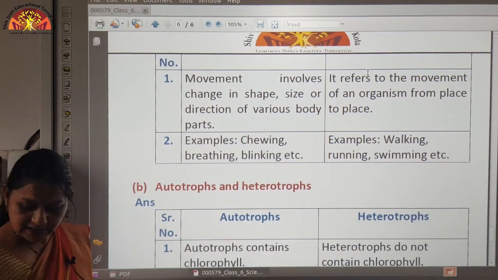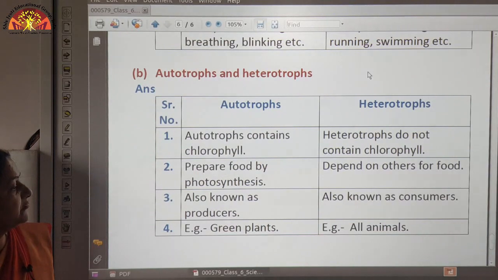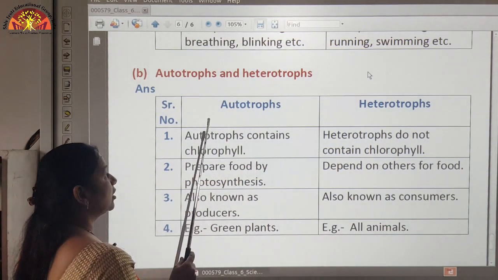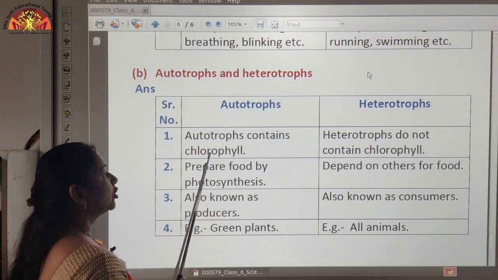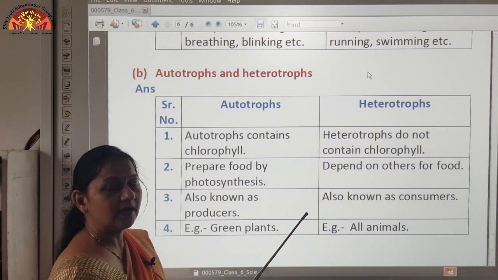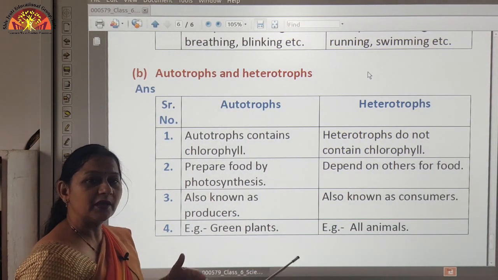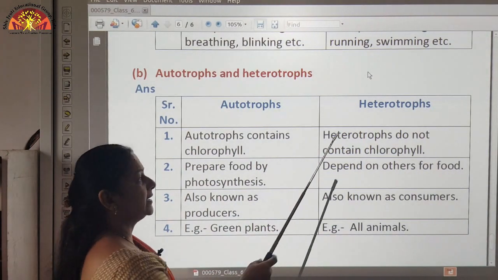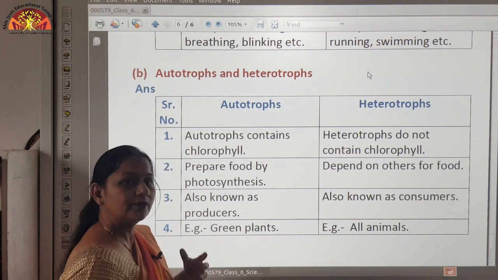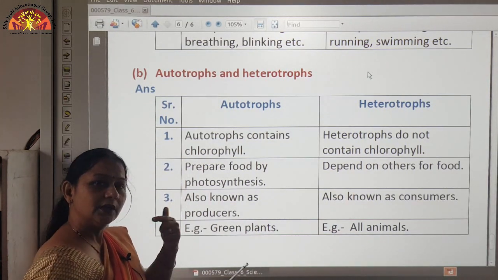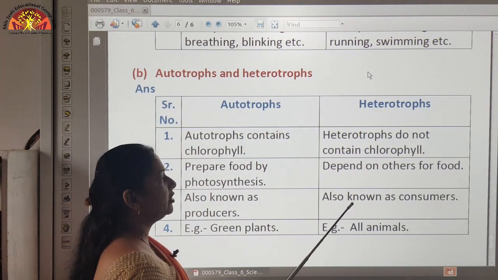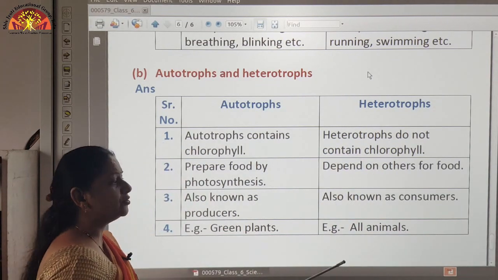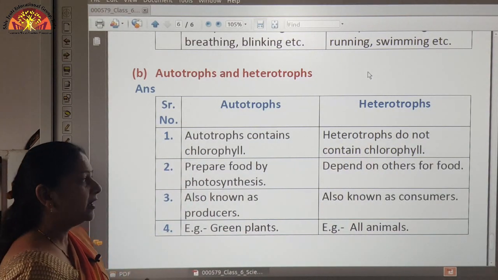Then autotrophs and heterotrophs: the differences between autotrophs and heterotrophs. Autotrophs contain chlorophyll. Autotrophs are plants because they prepare their own food, so we call them autotrophs. Heterotrophs are the animals or the organisms which depend on other organisms for their food. So, heterotrophs do not contain chlorophyll; human beings and animals are heterotrophs.